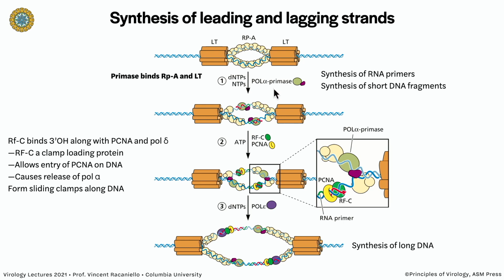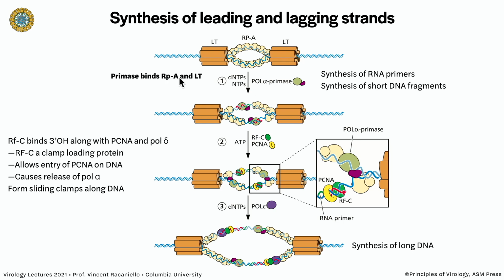So again, two polymerases, one for making primers and short DNAs, and then one for making longer DNAs. And all this starts with large T antigen coming in to this area. RPA binds, someone asked, what does RPA do? RPA binds large T. It's recruited to the origin by large T. Large T is denaturing the origin. RPA binds the denatured DNA to keep it single-stranded, and then it brings in the primase.